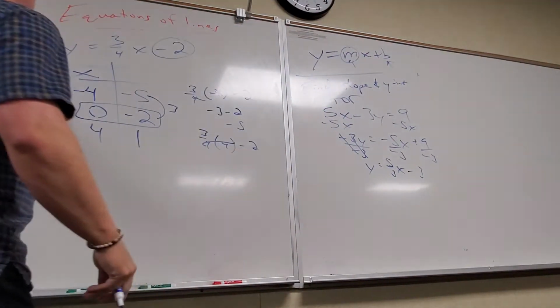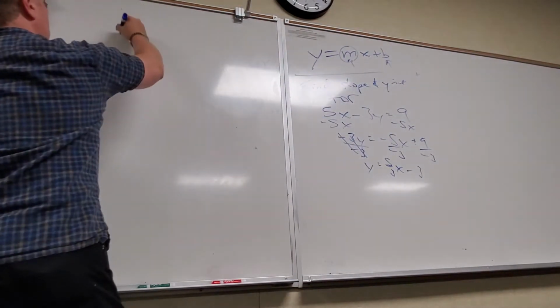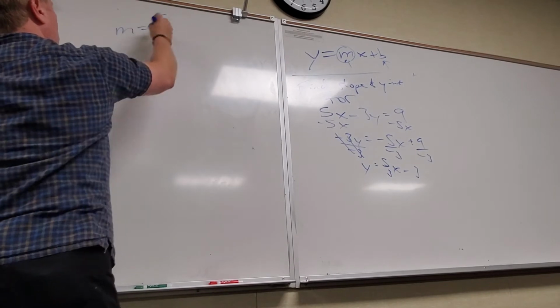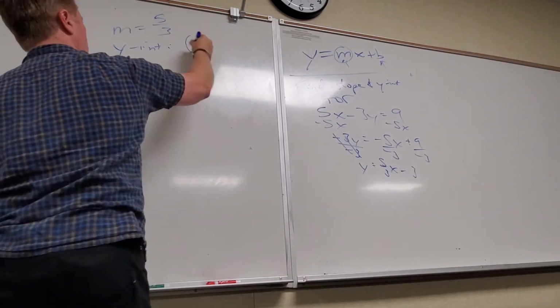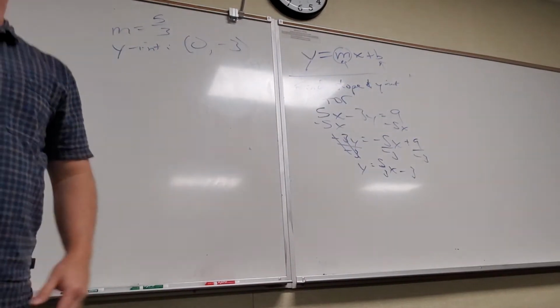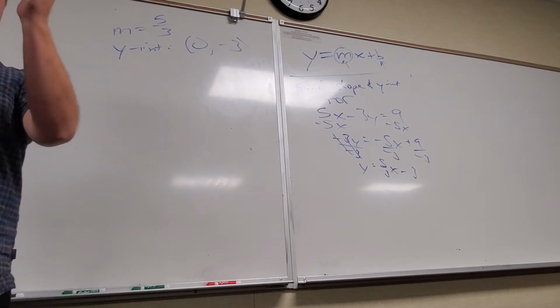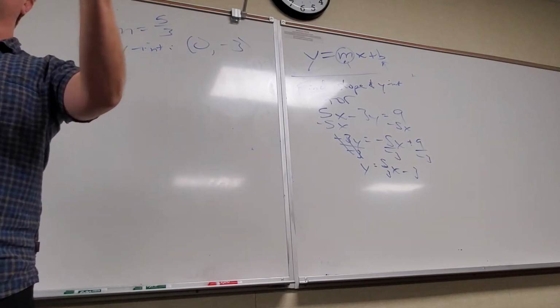So let's do one more step. So you just identified for me the slope and the y-intercept. What's the y-intercept again? 0, negative 3. Beautiful. Look at that. I love it. Don't tell me the y-intercept is negative 3. That doesn't make any sense. The y-intercept is a point. And I make a big deal out of this to help you.